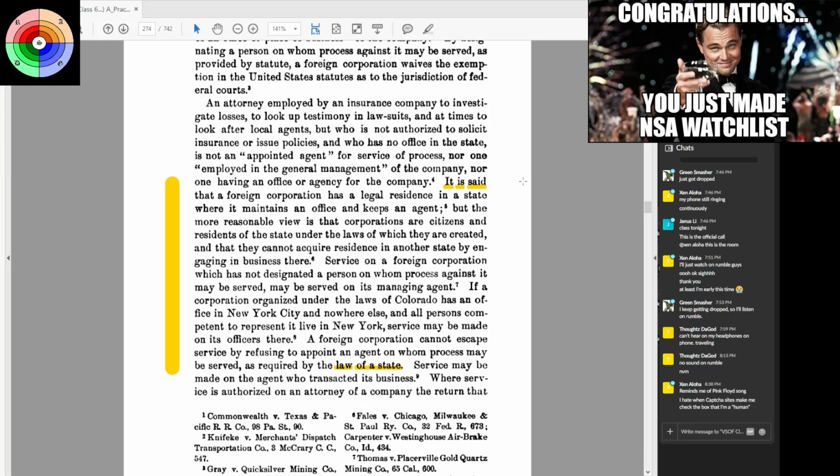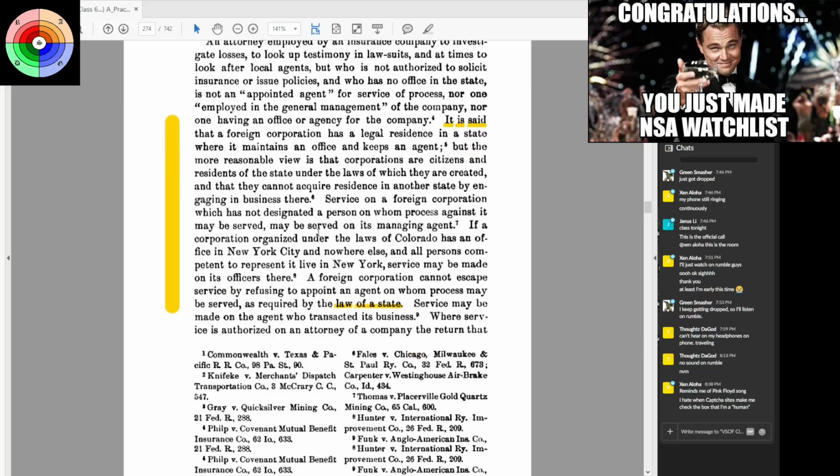A foreign corporation cannot escape service by refusing to appoint an agent on whom process may be served as required by the law of a state. So again, this is the whole thing about even if the corporation doesn't file the registered agent, which they're required to by law if they want to do business in said state, and technically the attorney general could file a writ of mandamus or quo warranto against that corporation if they don't put up a registered agent for service. All that being aside, they still cannot simply refuse just because they haven't put up the registered agent as required by the state law. So you can't just dodge process just because you want to hide.